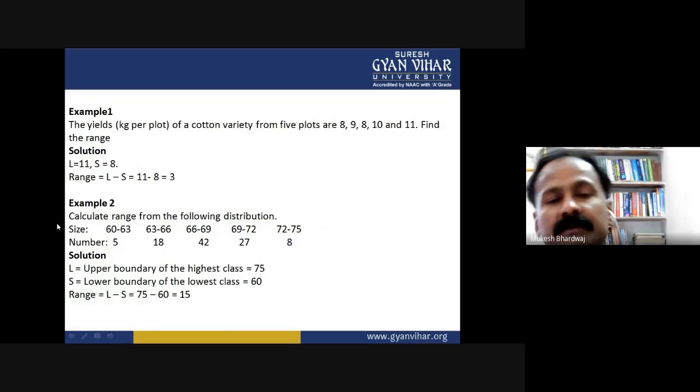Now, for example, for the raw data, a series of observations is given: 8, 9, 8, 10, 10, 11. By observing this, the highest value is 11 and the lowest value is 8. So the range is 11 minus 8, which comes out to be 3.